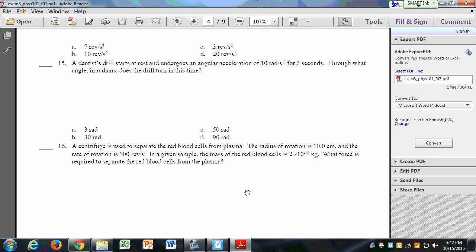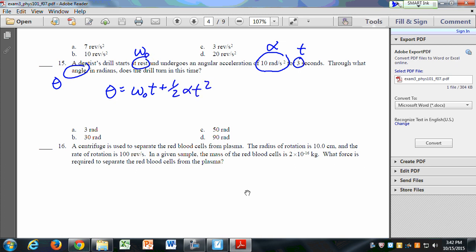A dentist drill starts at rest and undergoes an angular acceleration. What is angular acceleration? What's the letter for it? The Greek letter? Alpha, right. Alpha is like the Greek A, so if that helps you remember. So alpha is 10, t is 3 seconds, and I want to know the angle. That's theta, that's what we normally use. I also know that it starts at rest, that's omega naught. So theta, I'm looking for theta, that's omega naught times t plus 1/2 alpha t squared. It's initially at rest, so this first term goes away.